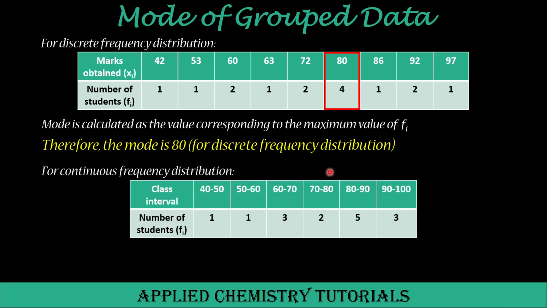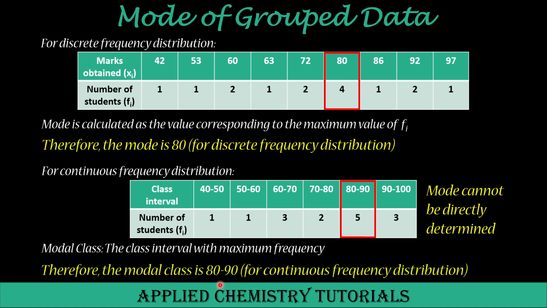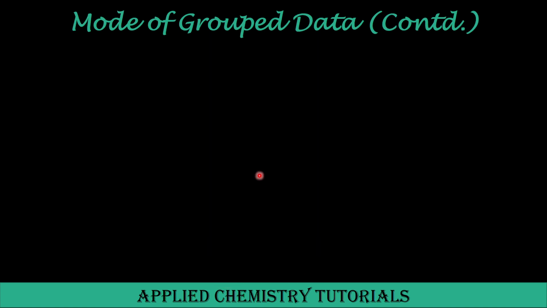Now for the continuous frequency distribution, we have the following table here, but the mode cannot be directly obtained from this table. So we need a term called the modal class, similar to the median class, which is the class interval with maximum frequency. Here the 80 to 90 class interval has the maximum frequency, which is 5. So the modal class is 80 to 90 for the continuous frequency distribution.